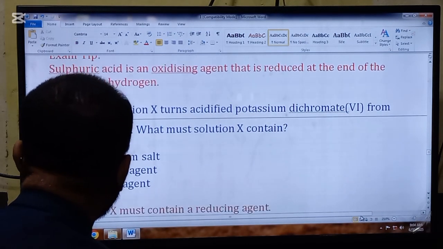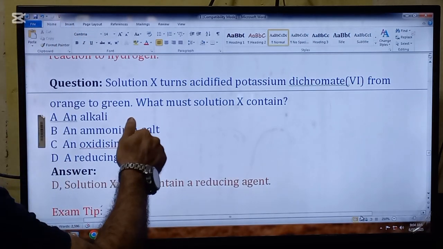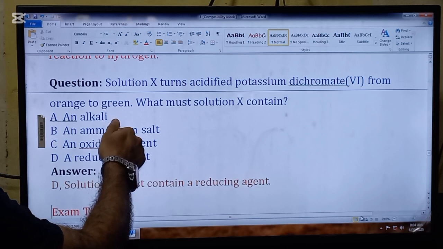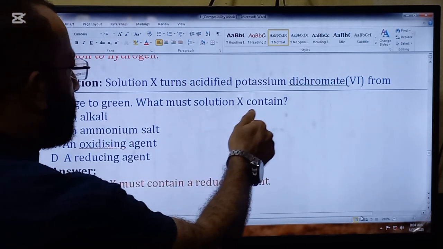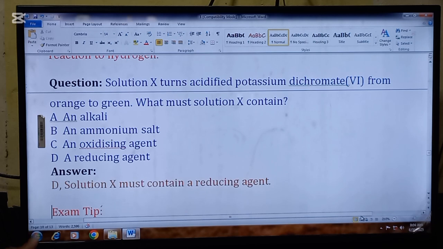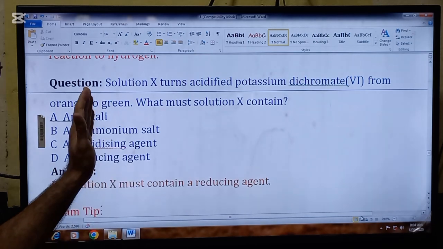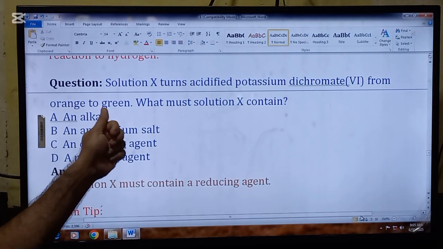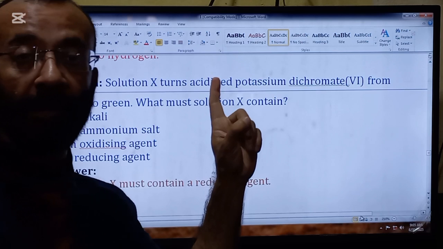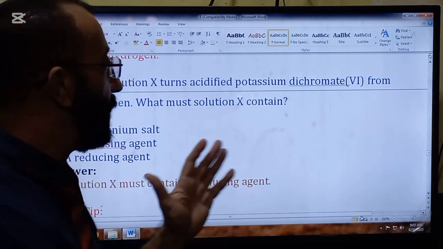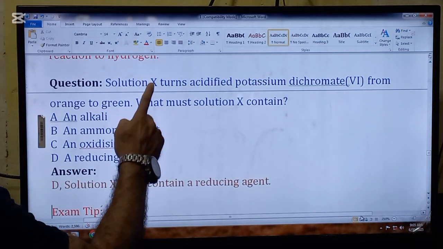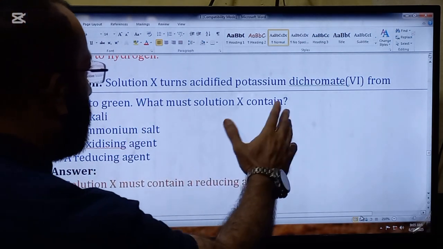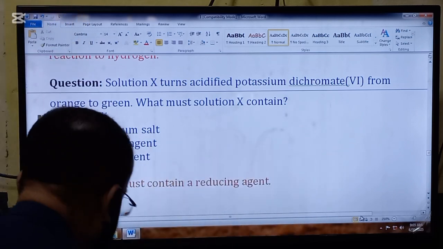Okay, another question is here. Solution X turns acidified potassium dichromate from orange to green. What must solution X contain? So it must be a reducing agent. That's why the potassium dichromate will turn color from orange to green. So this is the point which we have read in the concepts. Solution X must be a reducing agent. So solution X must contain a reducing agent to turn potassium dichromate from orange to green.